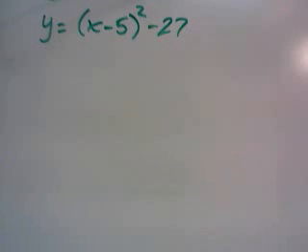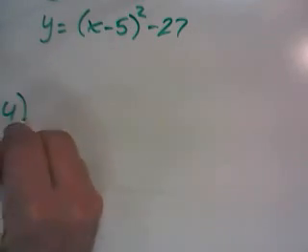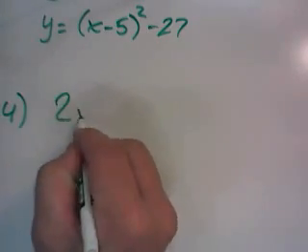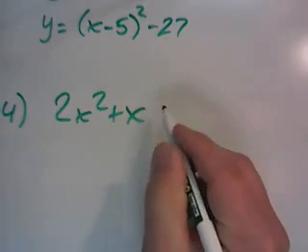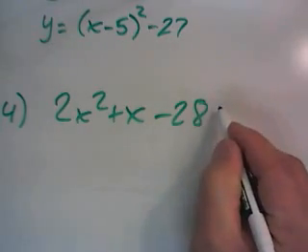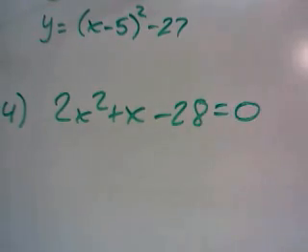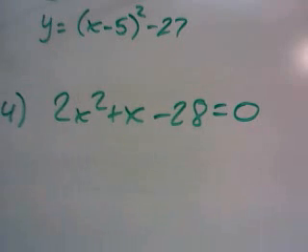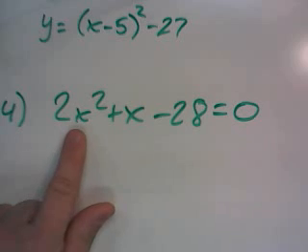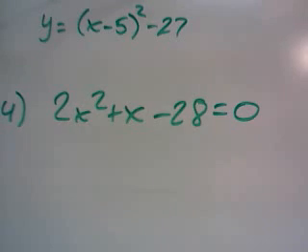The last example that I want to do is one that involves a little bit more than what we just did. I put down example number 4, and this is 2x squared plus x minus 28 equals 0. The reason this is more difficult is because it doesn't have an x squared by itself. We're going to have to get that x squared completely by itself. So here's what I'm going to do.